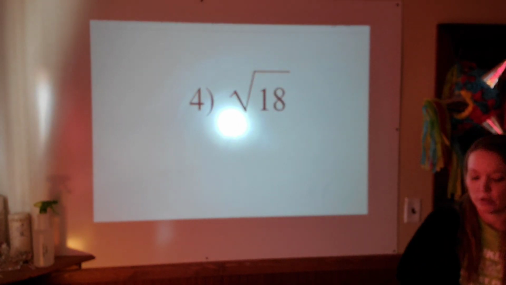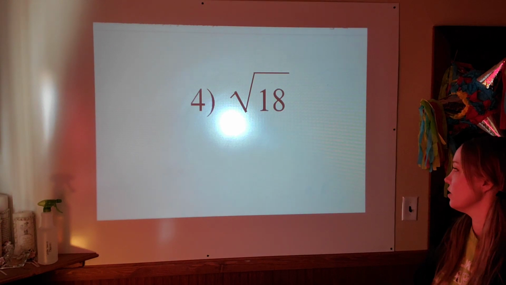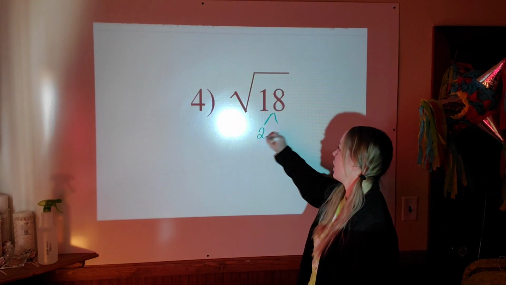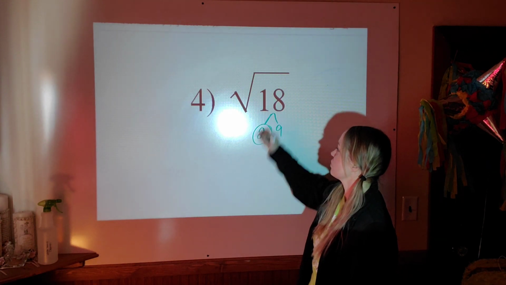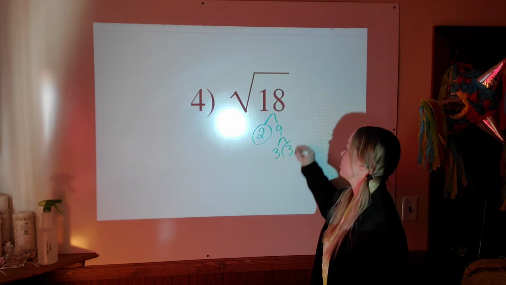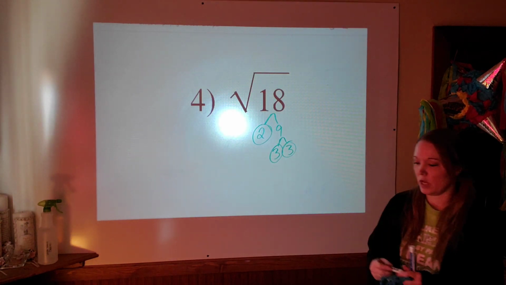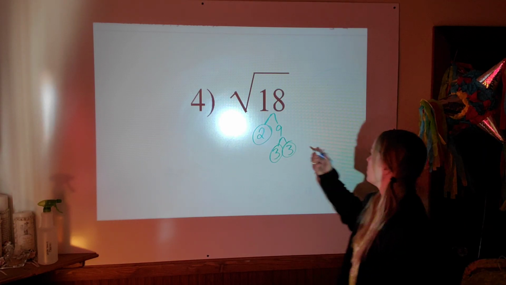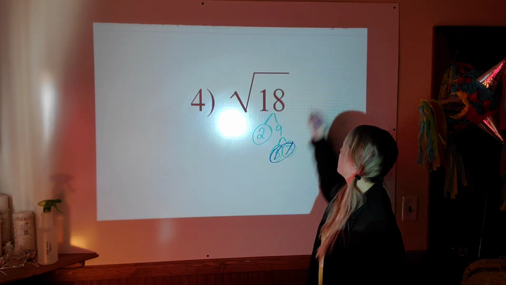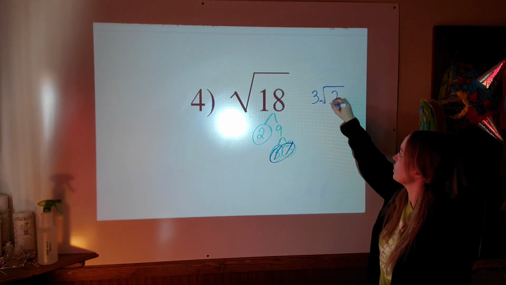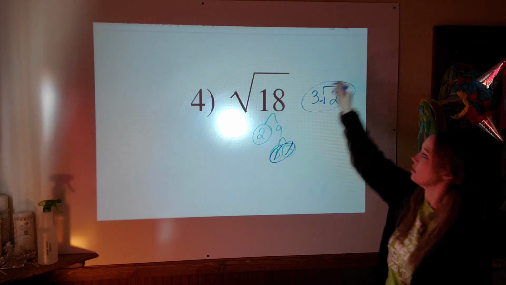Number 4, the square root of 18. You've got 18 is 2 times 9. 2 is a number you circled, it's prime. 9 is 3 times 3. And so we're going to pull out pairs. There's a pair of 3s. So that 3 comes out in front. And then left inside is your lonely 2. 3 square root of 2.